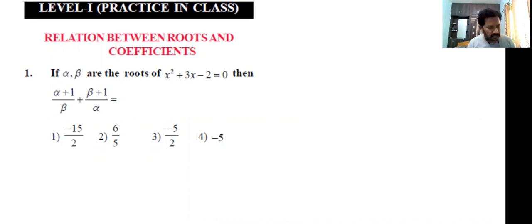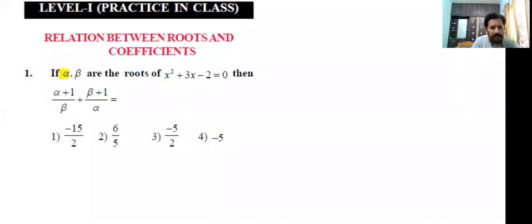In the previous class, we discussed the concept of quadratic equations and expressions. In that concept, I am going to discuss the problems. These are level 1 problems. Read the first question.